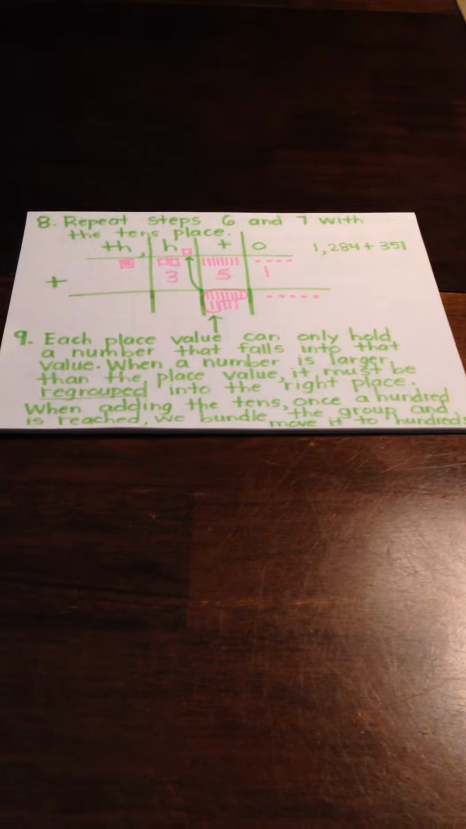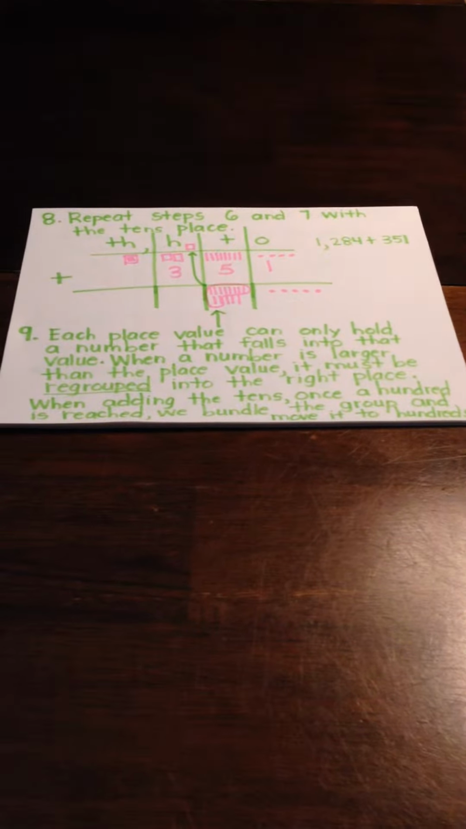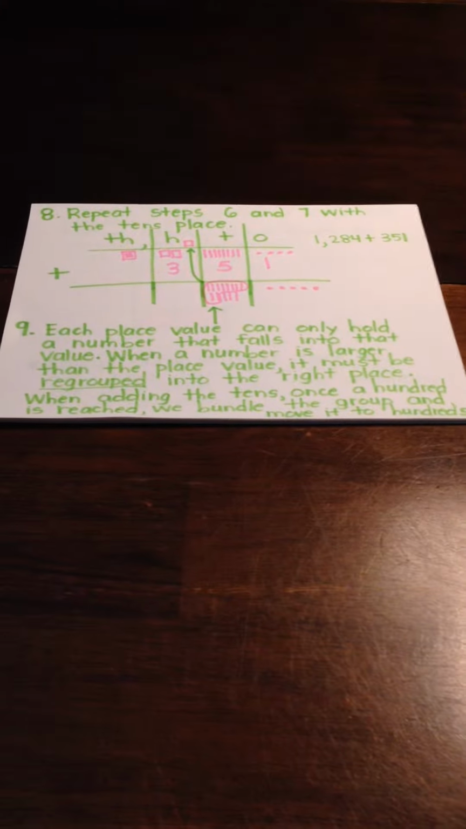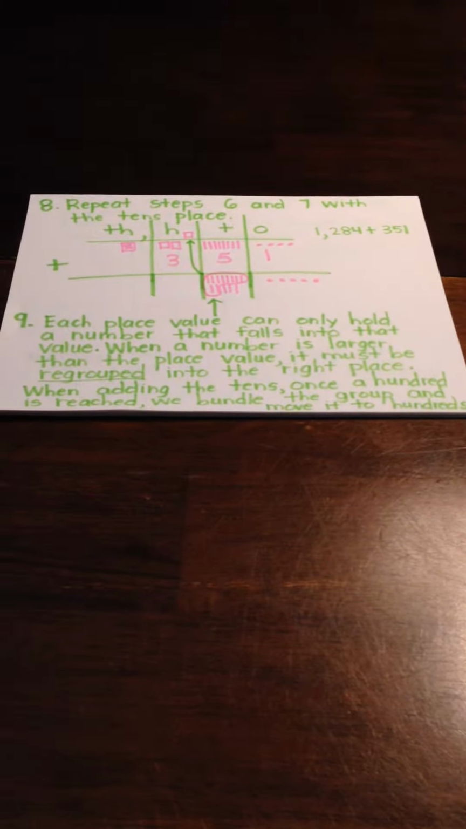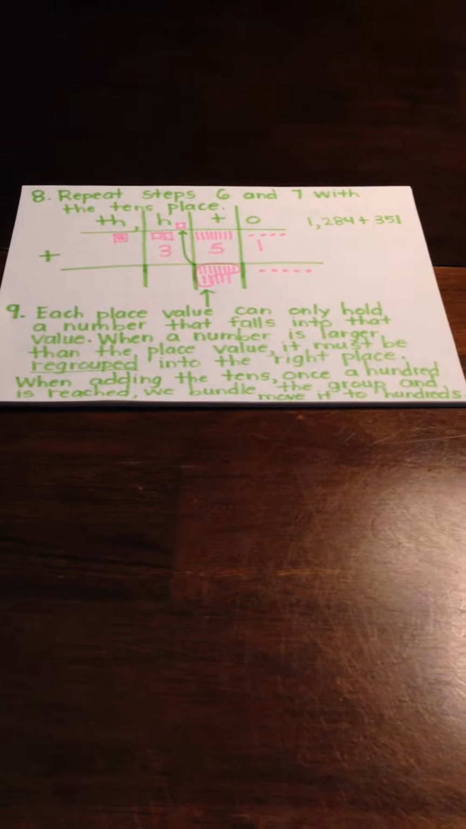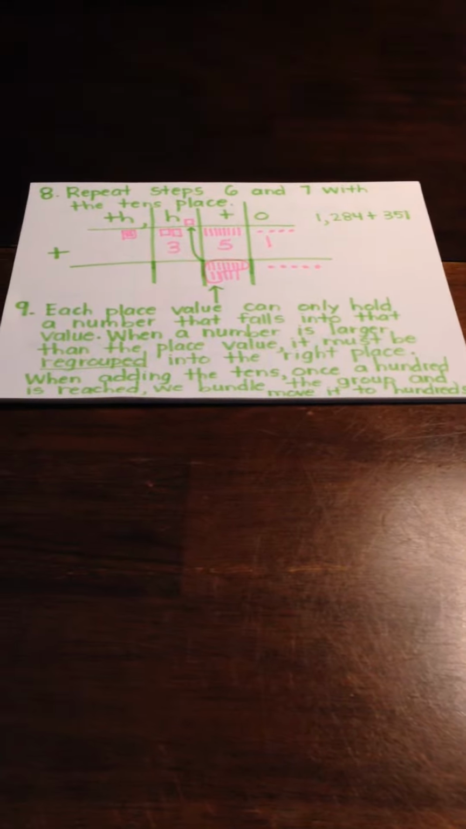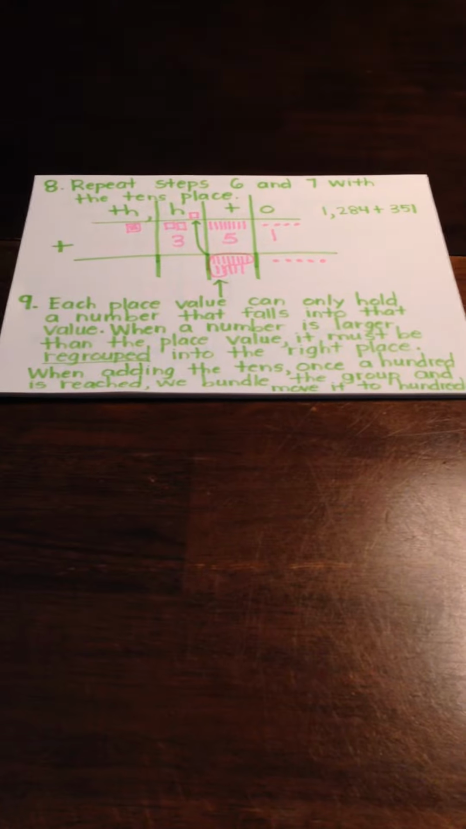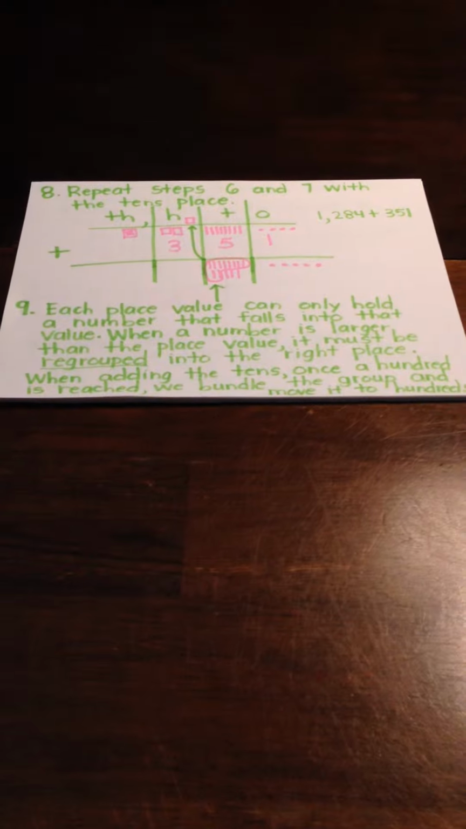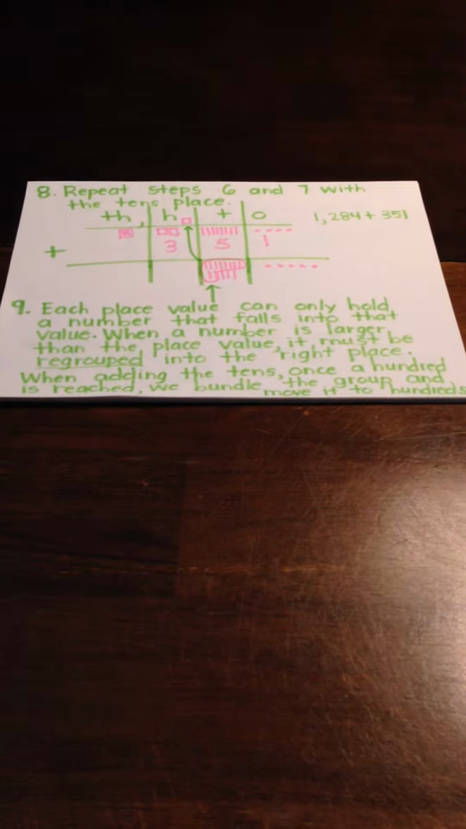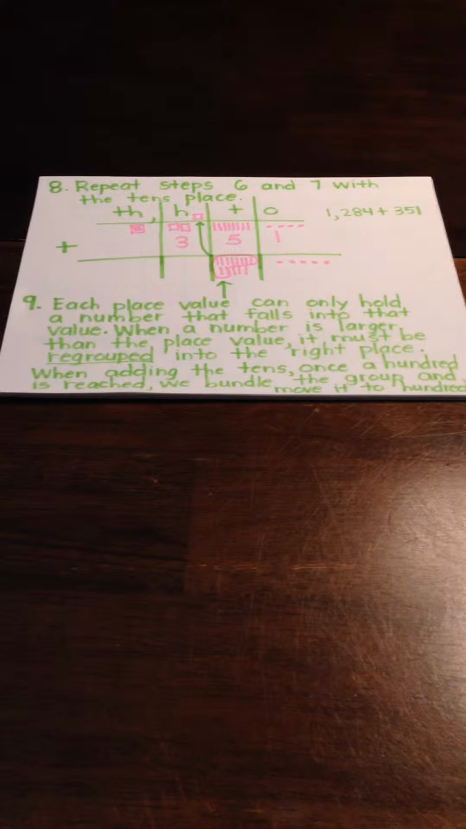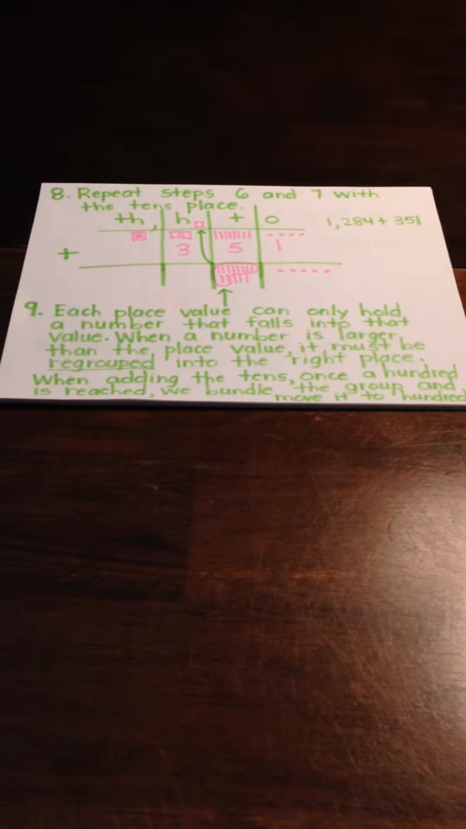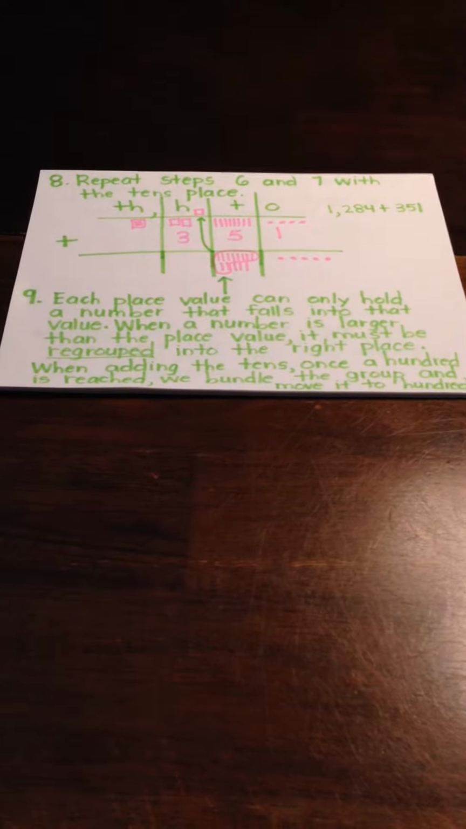Step 8, we're going to repeat steps 6 and 7 with the tens place. In my tens place, I have 8 sticks, 10, 20, 30, 40, 50, 60, 70, 80. And I'm adding 5 more tens, 90, 100, 110, 120, 130. So I'm going to draw 13 sticks equaling 130.